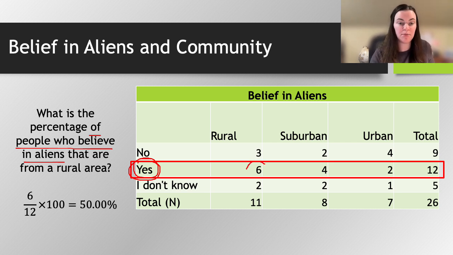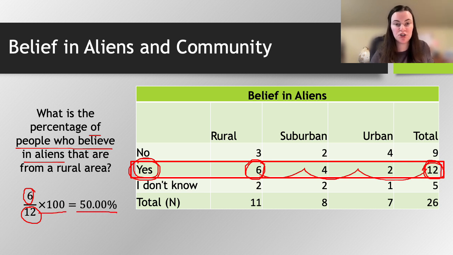In this case, I'm going to take my frequency total here, value of 6, and divide that by my row total here of 12. So of the people who said yes, which in this case is 6 plus 4 plus 2 equals 12, how many of them said yes? So again, all I'm taking in my numerator value here is 6, dividing that by our total column of 12, and multiplying that by 100 to get a percentage total of 50%. In other words, the percentage of people who believe in aliens that are from a rural area is 50%.